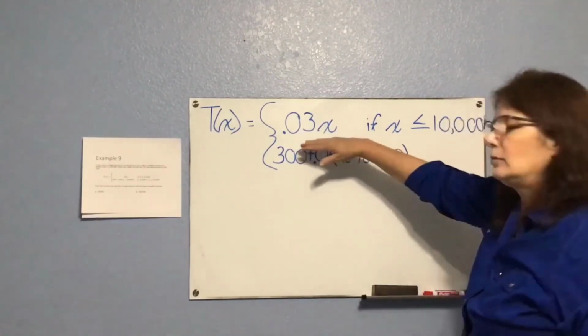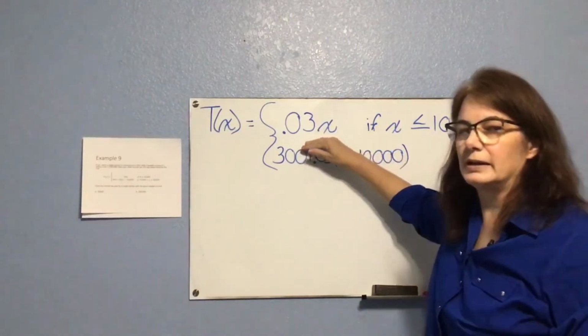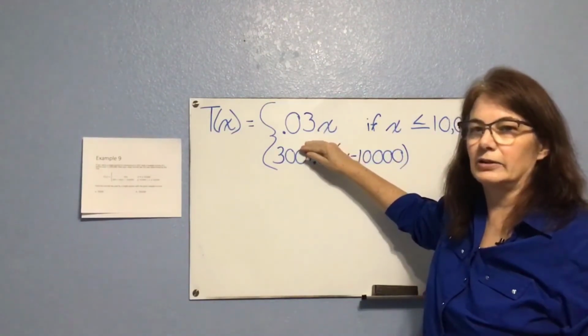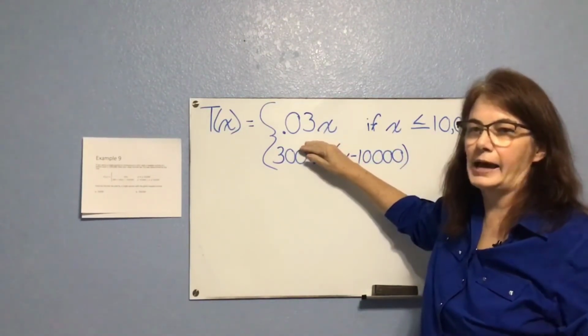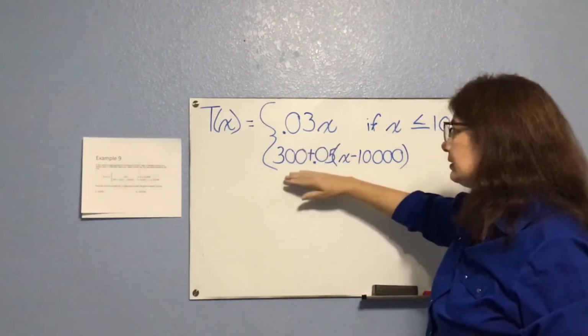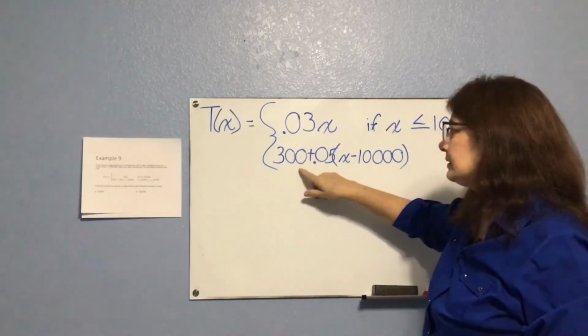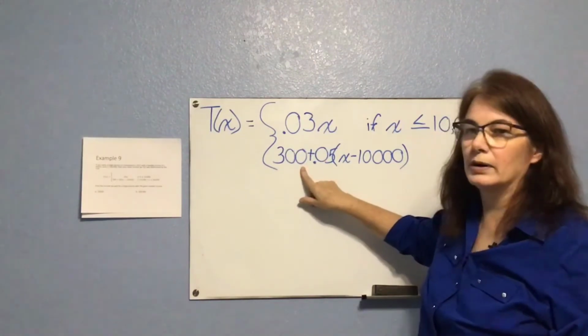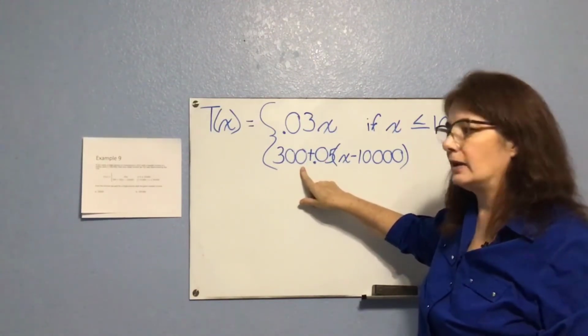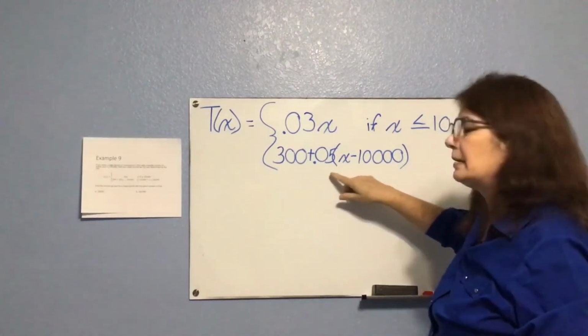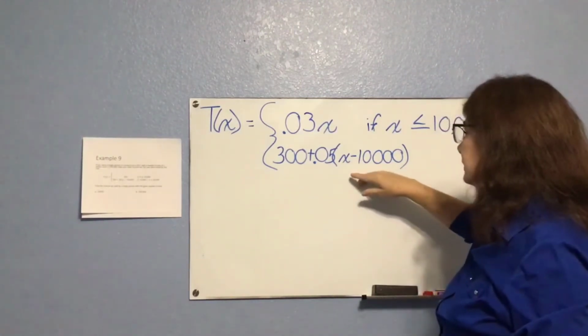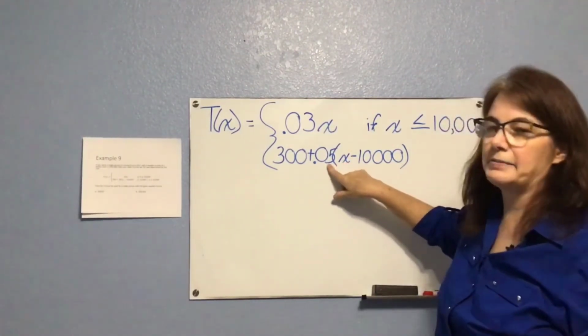And in words, basically this function says, if you make $10,000 or less, you pay 3% tax. And now this rule, this is the 3% tax for the first $10,000. You would pay that. But then for income above $10,000, you have to pay 5% tax.